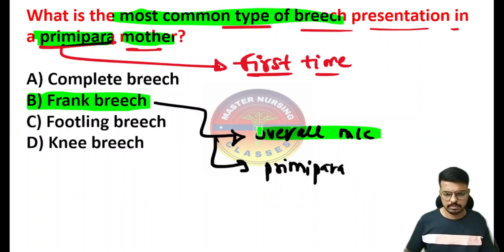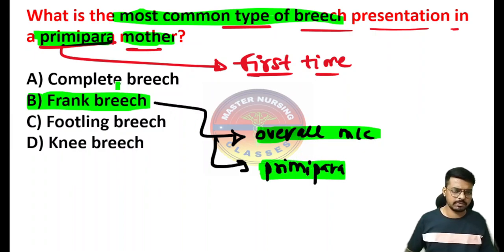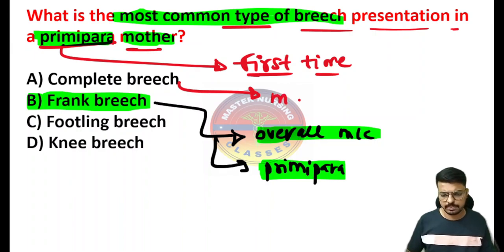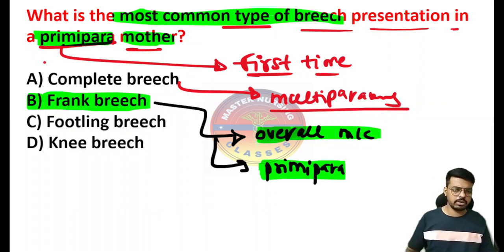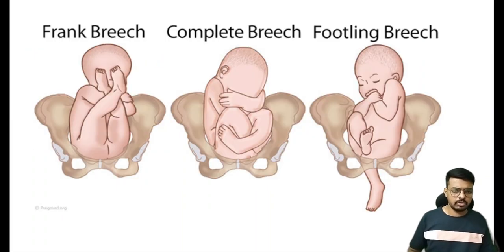Overall, the most common type of breech presentation is frank breech, and the most common type in the primipara is also frank breech. If the question is like this, the most common type of breech presentation in the multipara, your answer would be the complete breech. Then let me go on to what the frank breech is and what the complete breech is.